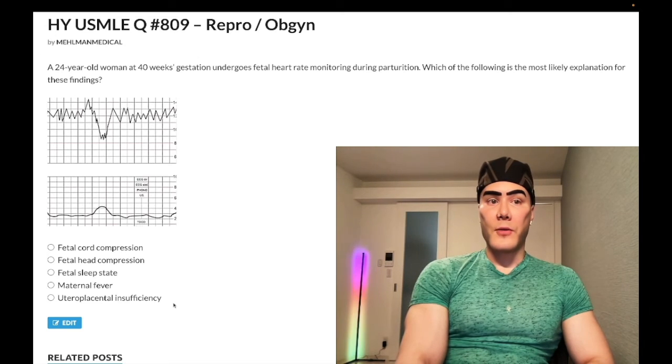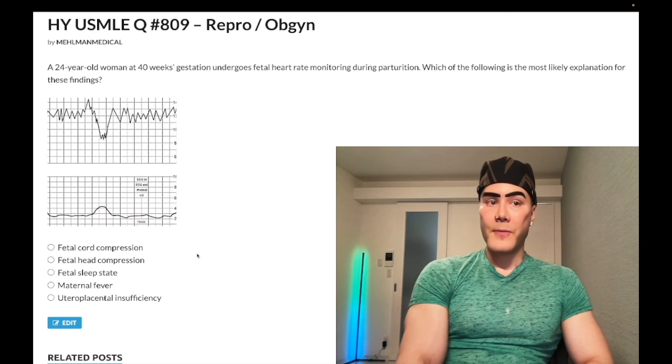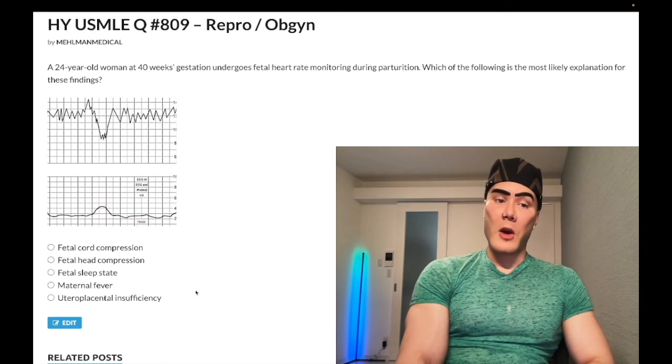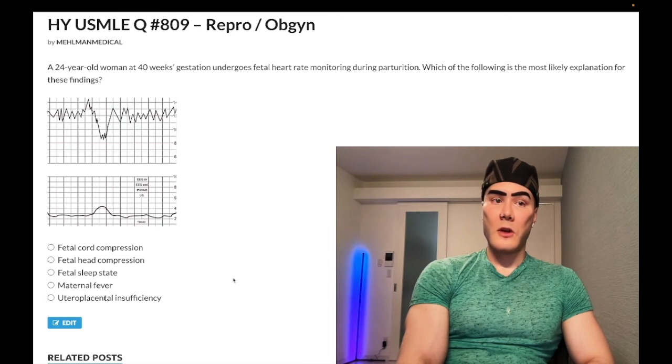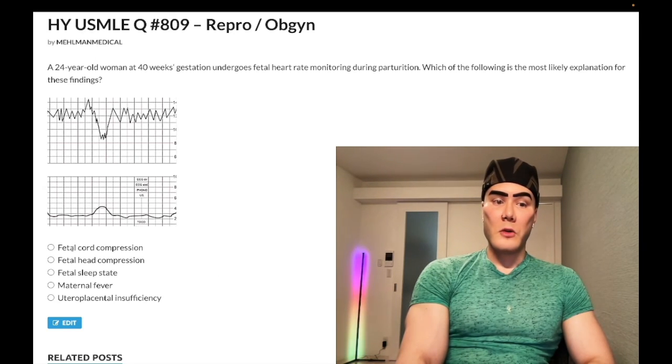You need to know that for variable decelerations, they want amnioinfusion on USMLE. I've seen that as an answer on one of the forms. So for both variable and late decelerations, you will stop all oxytocin if the female is on it. You position her left lateral decubitus and you give oxygen. Fetal head compression, I haven't seen them assess that.